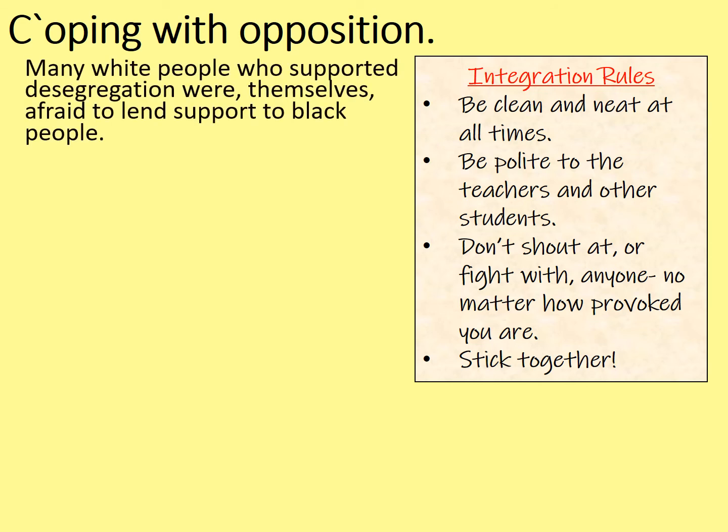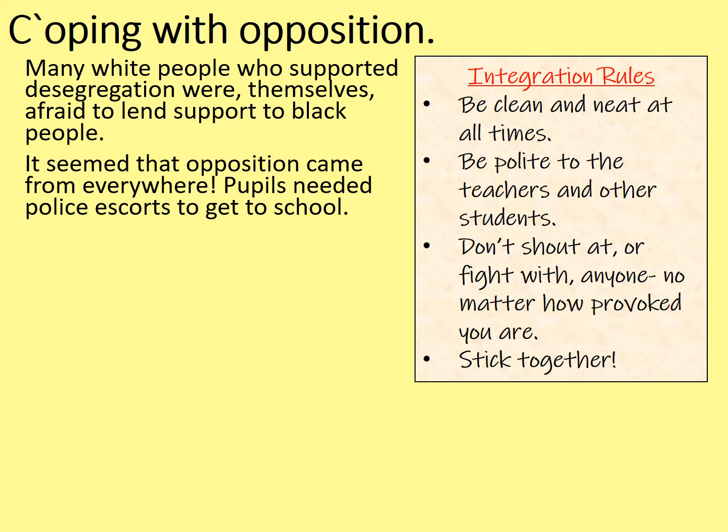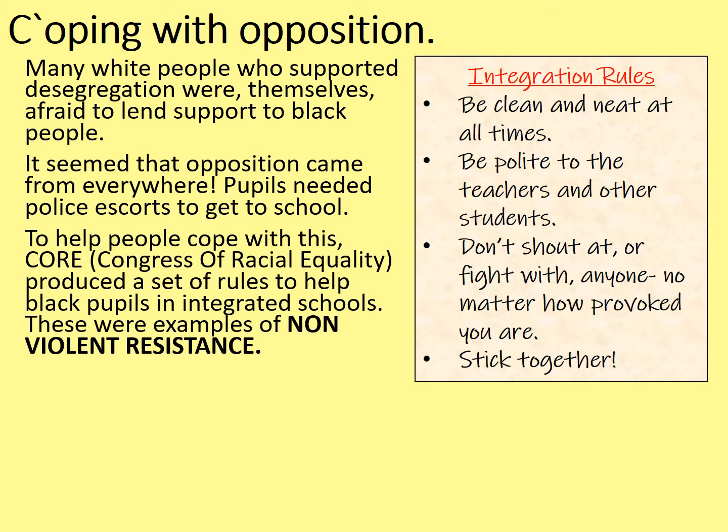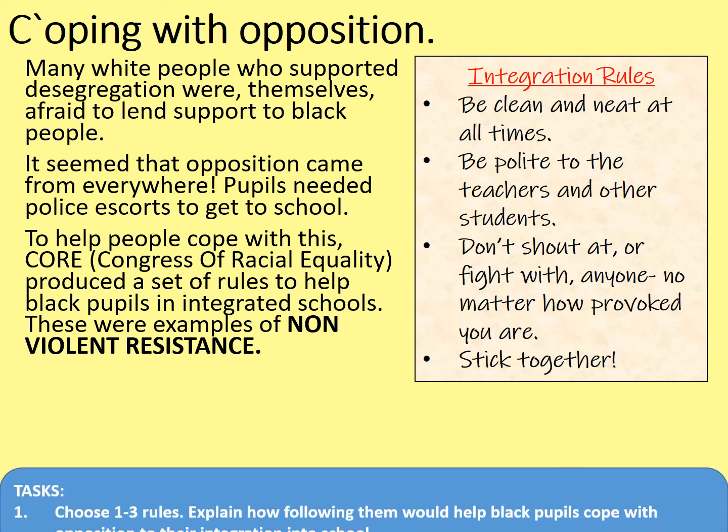Many white people who supported desegregation were themselves afraid to lend support to black people. It seemed that opposition came from everywhere. Pupils needed police escorts to get to school. To help people cope with this, CORE, which was the Congress of Racial Equality, produced a set of rules to help black pupils in integrated schools. These are examples of non-violent resistance.